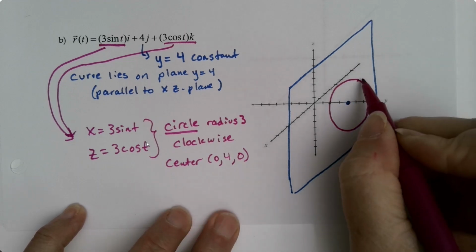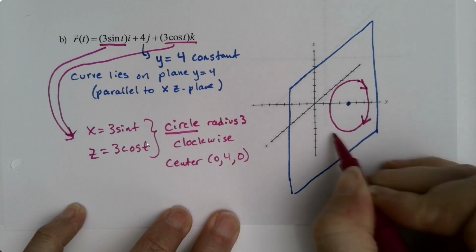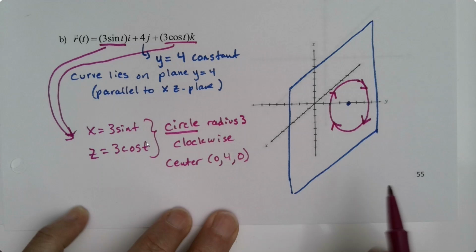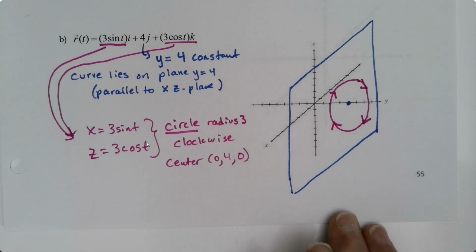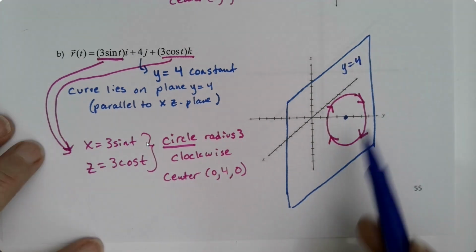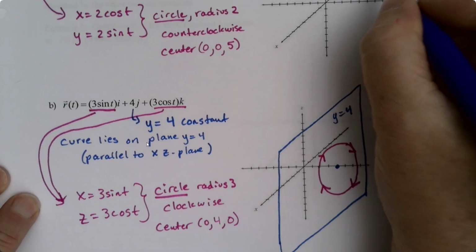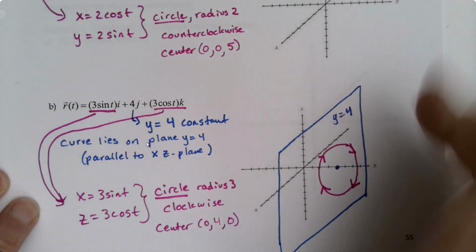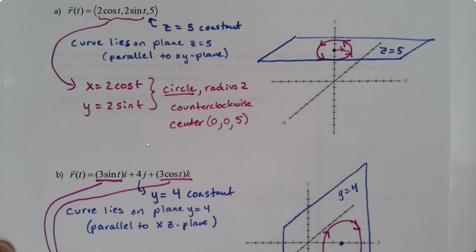Like that. It's not a great circle, but we're making it work, right? Because of course it's tilted because it's on this plane. So this is the y equals 4 plane, and we have our circle going around in a clockwise direction. This was the z equals 5 plane up here, if you want to put that in.